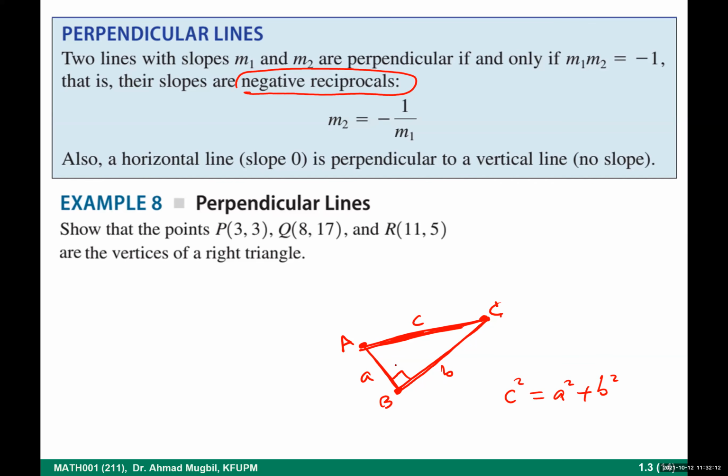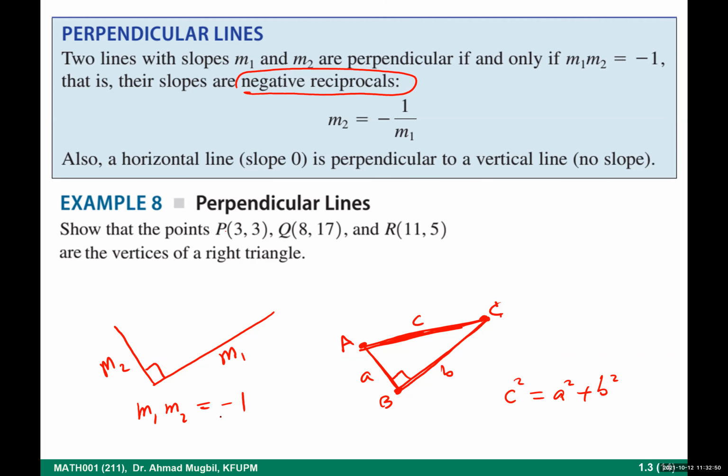But with the help of the slopes now, it will be so easy. What you need to do is just know where the right angle is. Is it at P or at Q or at R? If it is not given, you need to find where it is. Now, if you have it, it is so easy to show that it is a right triangle. Just find the slope of this line and the slope of this line. If the product of them is -1, then they are perpendicular to each other, and the angle between them is a right angle, and the triangle is a right triangle.